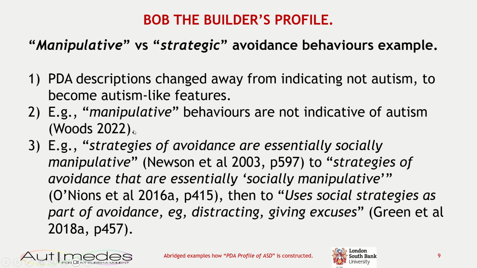If you look at the strategies of avoidance that are essentially socially manipulative, from Newton and Tale, page 597, over time the manipulative aspects, which indicate that it's not autism, have changed to become strategic. So, strategies of avoidance that are essentially 'socially manipulative', with socially manipulative in quotation marks to indicate that it's not socially manipulative, from O'Nions et al. 2016A, page 415, is then changed to uses social strategies as part of avoidance, e.g. distracting and giving excuses.